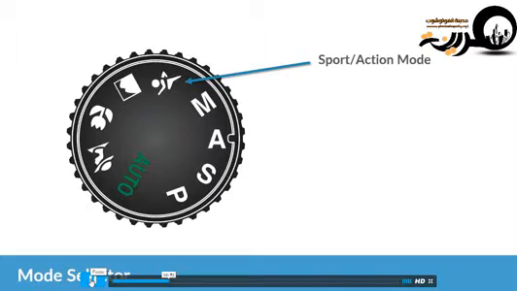I see lots of people saying cars as well and bikes and so on. Absolutely anything fast moving like that is what you might use this particular mode for. So moving on then, we also have this symbol here, the mountain symbol, and this is for landscape mode.